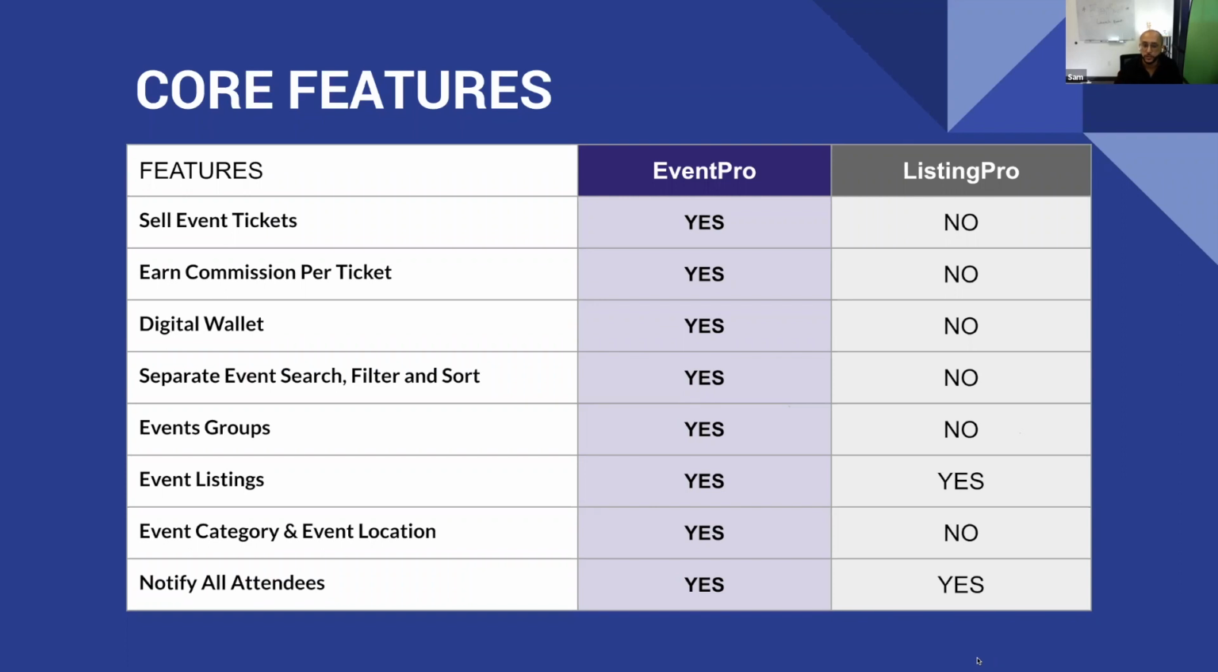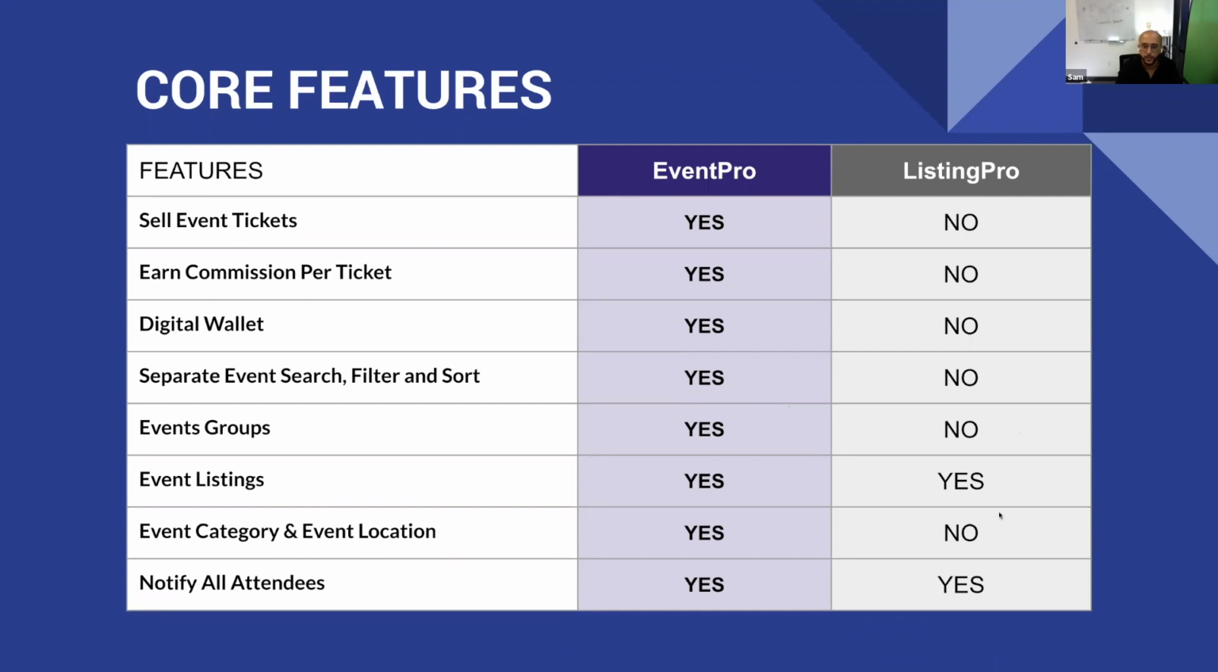There's a brand new design. Everything in EventPro for the events directory section is brand new as far as the design is concerned, and the UI and UX are definitely different. Then there's events category and events location, as I mentioned earlier. And of course, there's the option to notify all your attendees. That was actually part of ListingPro as well.